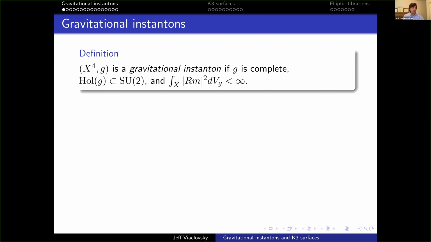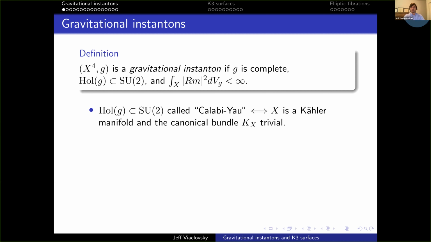Okay. So let me explain, for a couple of slides, why we're interested in these things and why they're called gravitational instantons. Well, the condition that the holonomy of a metric in dimension 4 is in SU2 is a condition called Calabi-Yau. This is if and only if the metric is a Kähler metric, so X is a Kähler manifold, and the canonical bundle K sub X is trivial.